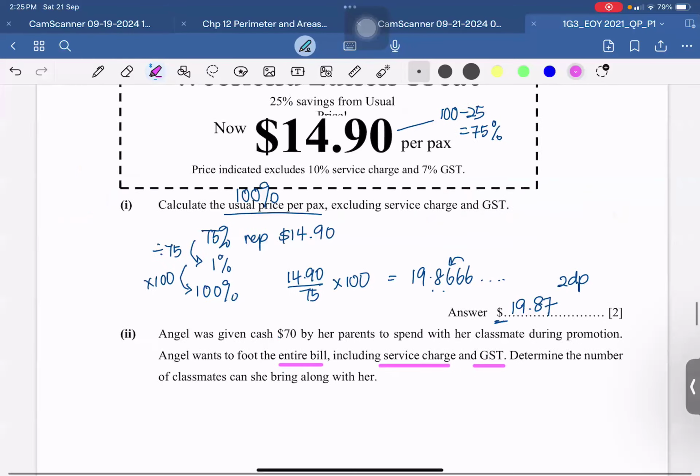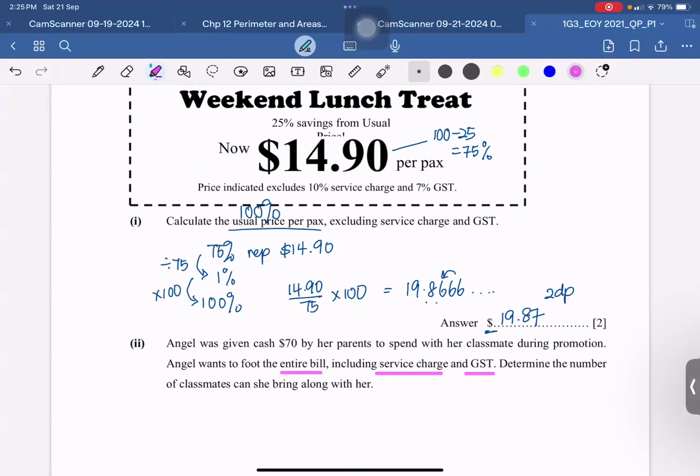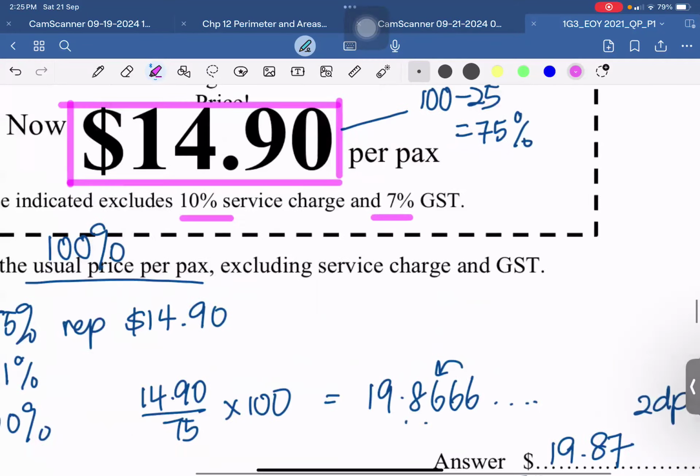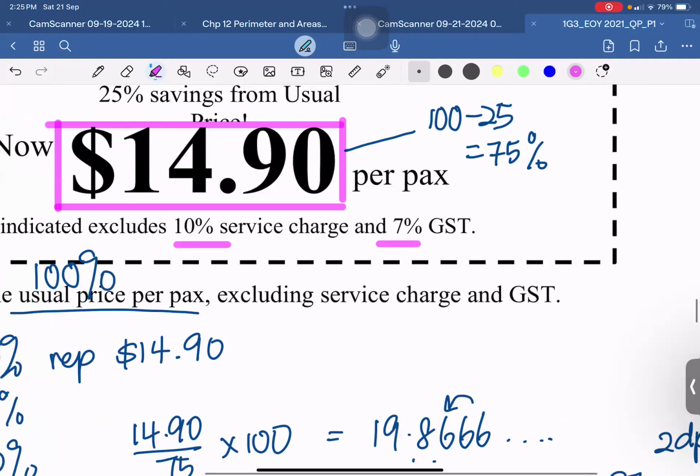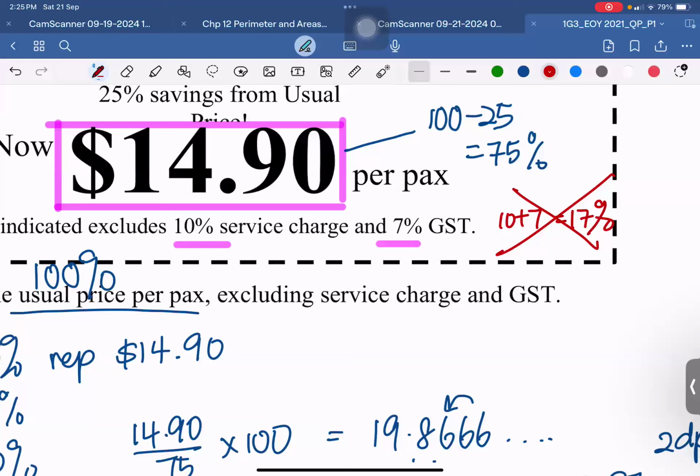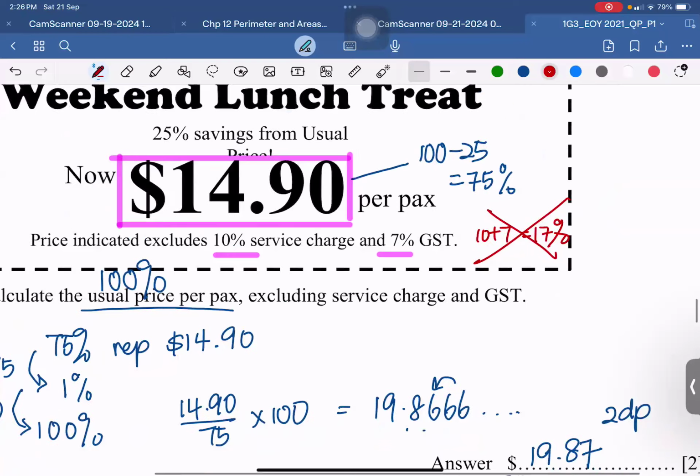Now we check which is the price that they are paying for the lunch treat. The price will be $14.90, but this one has not been calculated. Service charge and GST 7% haven't been calculated. Remember, this is not 10 plus 7 that equals 17%. Not true. What we need to do is calculate the 10% first and then calculate your GST. Okay, it will be a little bit more expensive.